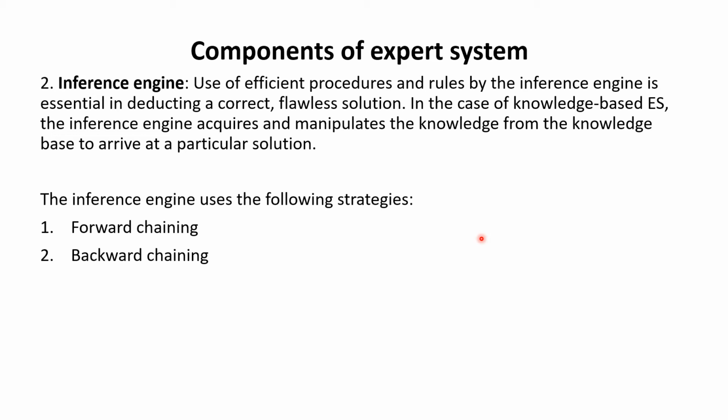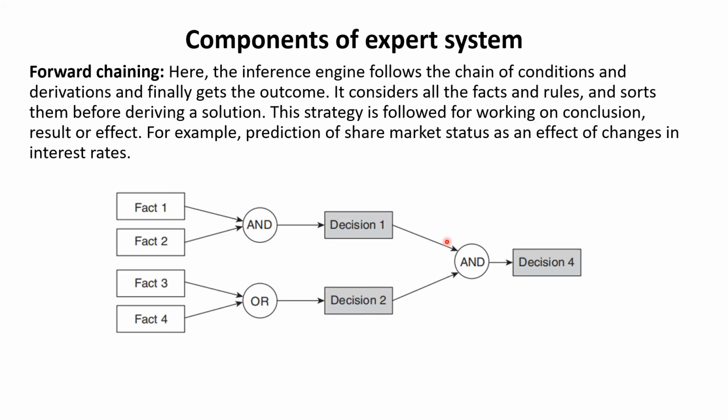Now two types of inference strategies are there. One is forward chaining and the second is backward chaining. In case of forward chaining, there are certain facts. This is fact 1, fact 2, fact 3, fact 4. Based on these two facts we have taken decision 1, and based on the third and fourth facts we have taken decision 2, and on the basis of these two decisions we have taken decision 4. Now what we are doing is moving from facts to the decision. So what is this? This is forward chaining.